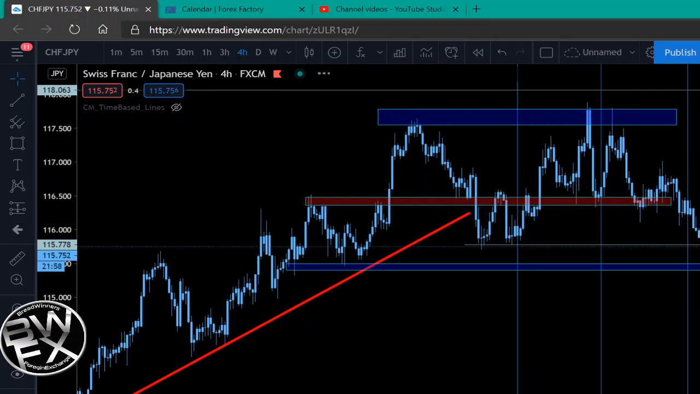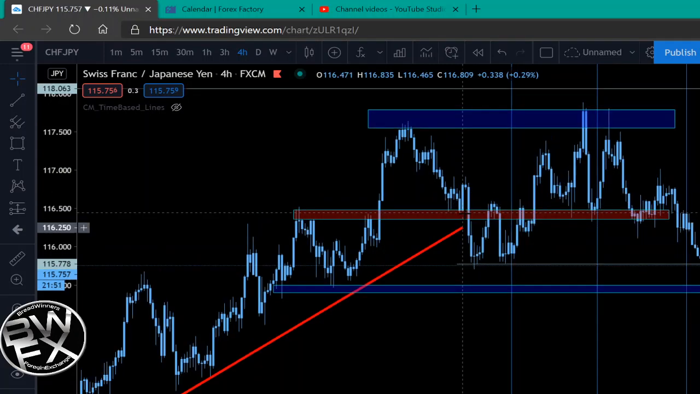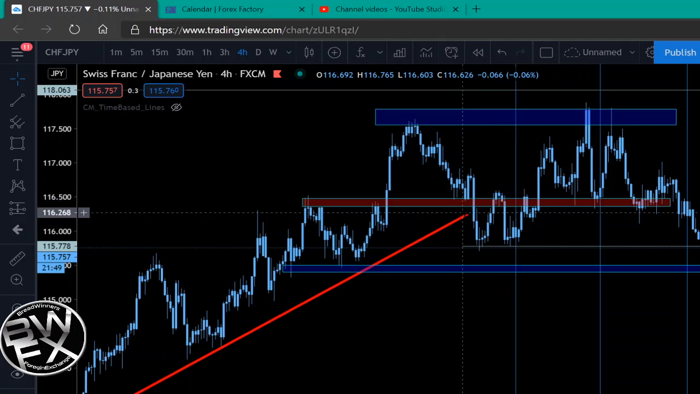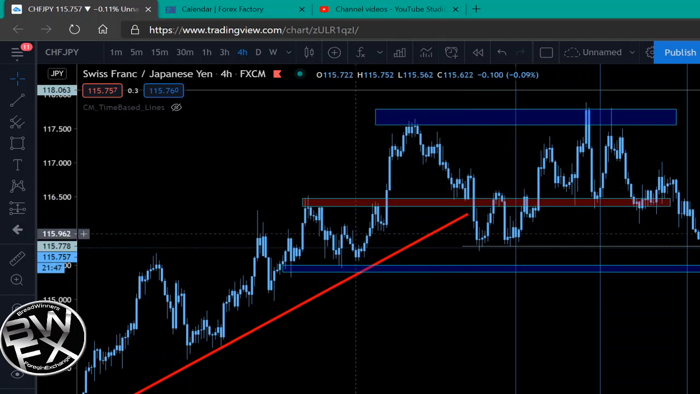CHF JPY. Okay. So, we're in the same situation right now. We're in the uptrending market, but right now we're kind of in this little range right here where I have these blue boxes. So we came down to hit the lows from 2 weeks prior. Let's see if we get some reaction here or some reaction here for opportunities to buy.